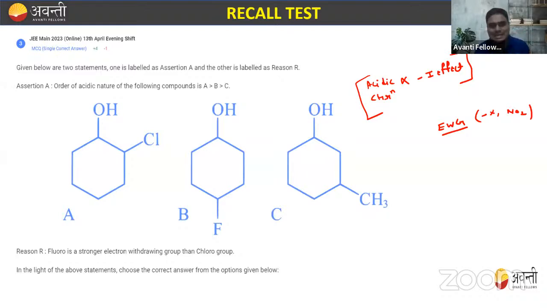Okay, so this is the recall test question. Basically, from the last class, we already talked about the acidic character, right? So, can anyone explain, out of this assertion and reason, what is correct? The assertion is correct. The reason is correct. Is the reason the correct explanation for the assertion or not? Right. So the order of the acidic nature of the compound is A greater than B greater than C. Is it true? Anyone?